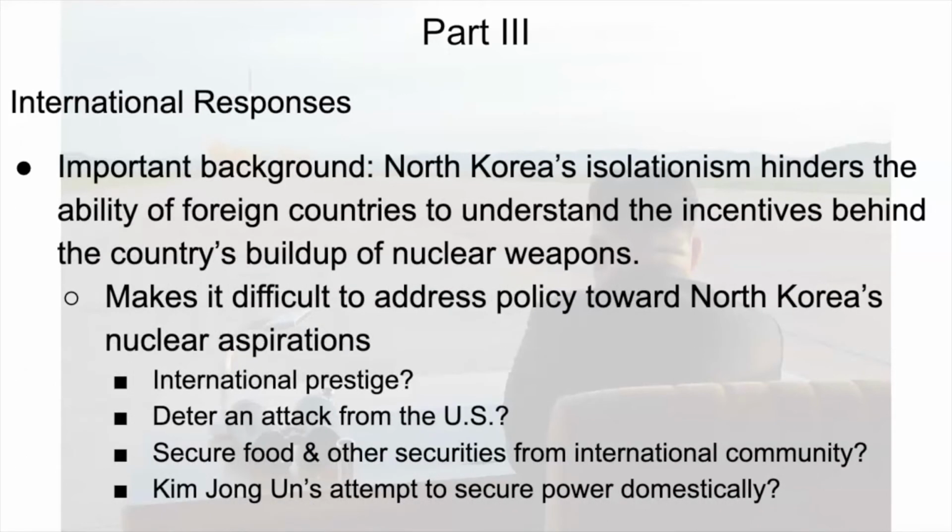So how have countries across the world reacted to North Korea's nuclear ambitions? It's a little bit difficult to get a sense of how a country should, because isolationist policies have countries not wanting to interact with other nations. So what are the incentives for North Korea's buildup? It's a very difficult thing to figure out, which leads to a lot of different types of responses, most of which have not been very successful.